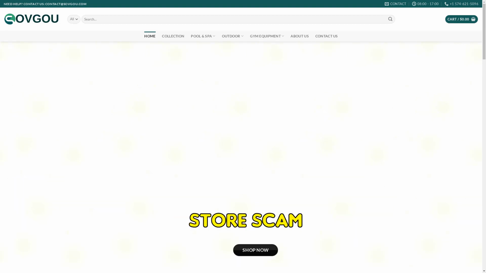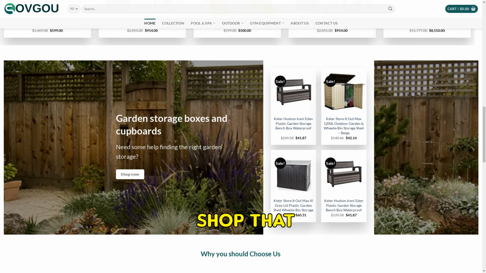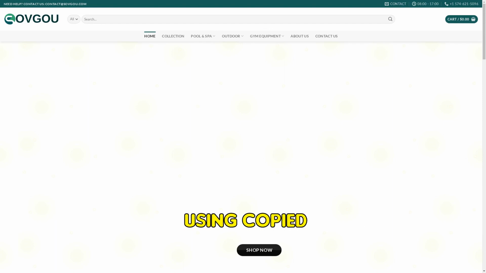A fake store scam involves a counterfeit online shop that pretends to sell goods. These scams trick customers into purchasing non-existent products, often using copied content and images from legitimate sites. They typically lack customer service and have few or no social media followers.